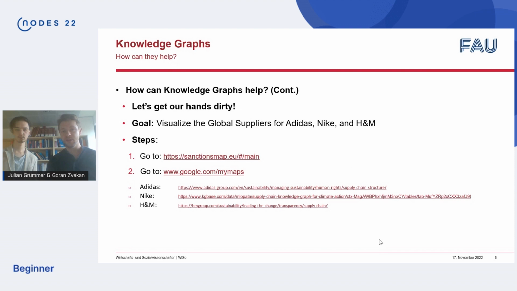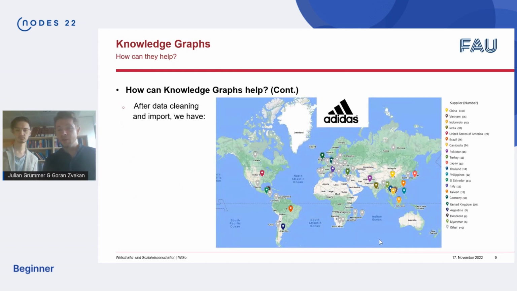Okay, like I already said, we had a look at Adidas, Nike, and H&M. You can directly find the links here. You can download the data and recover what we are doing. To get a better overview of the suppliers, we just quickly put it into Google Maps and wanted to see where the suppliers are located. You can see, for example, here for Adidas, it's pretty much around the world. You can find every part of the world here.